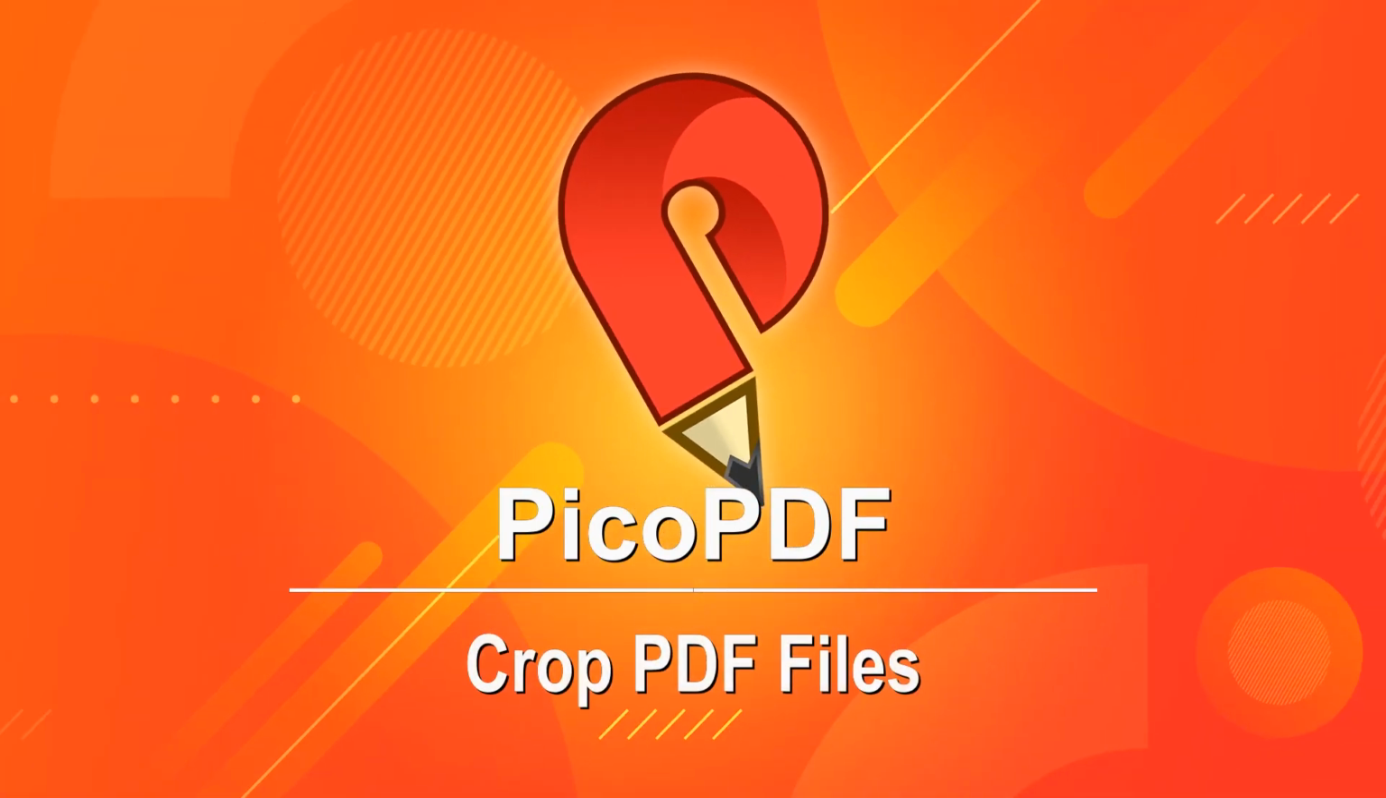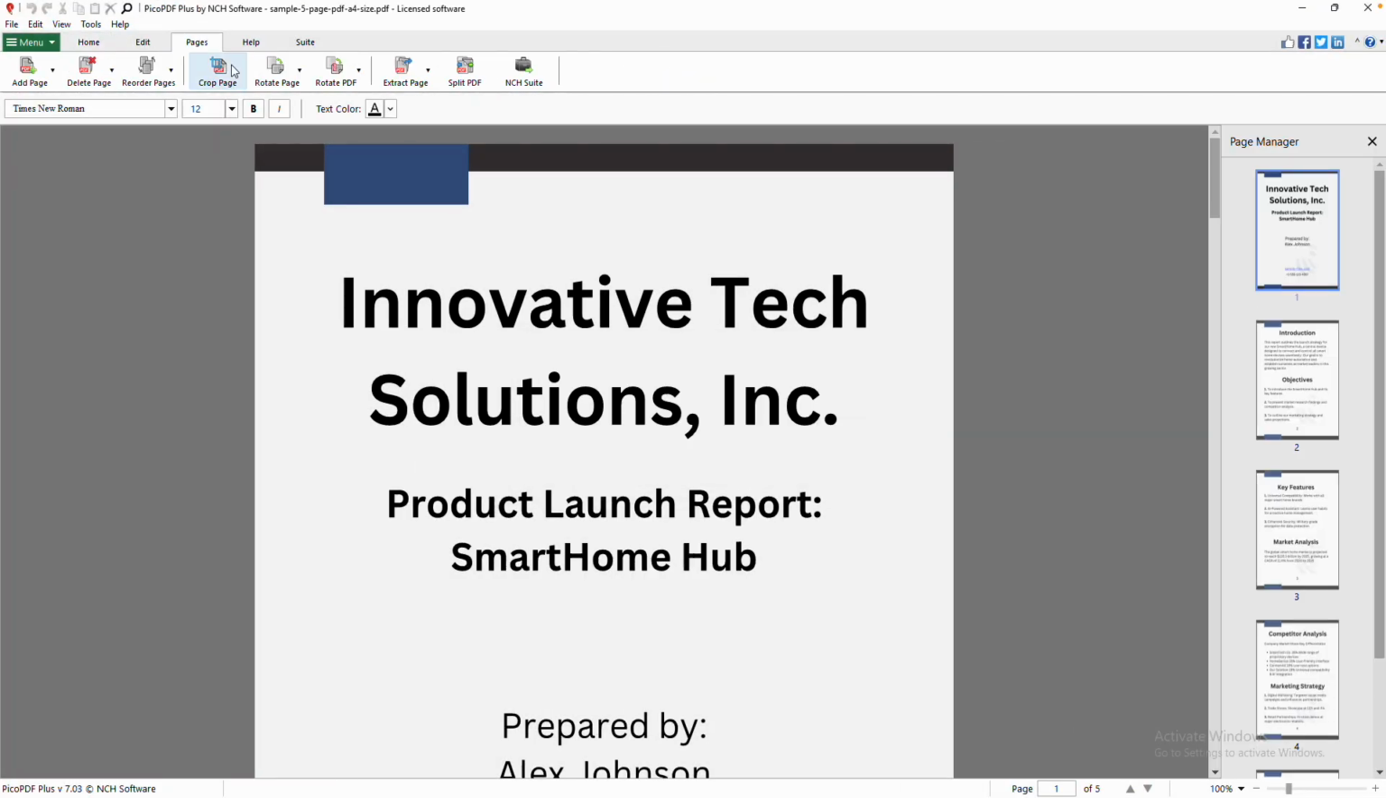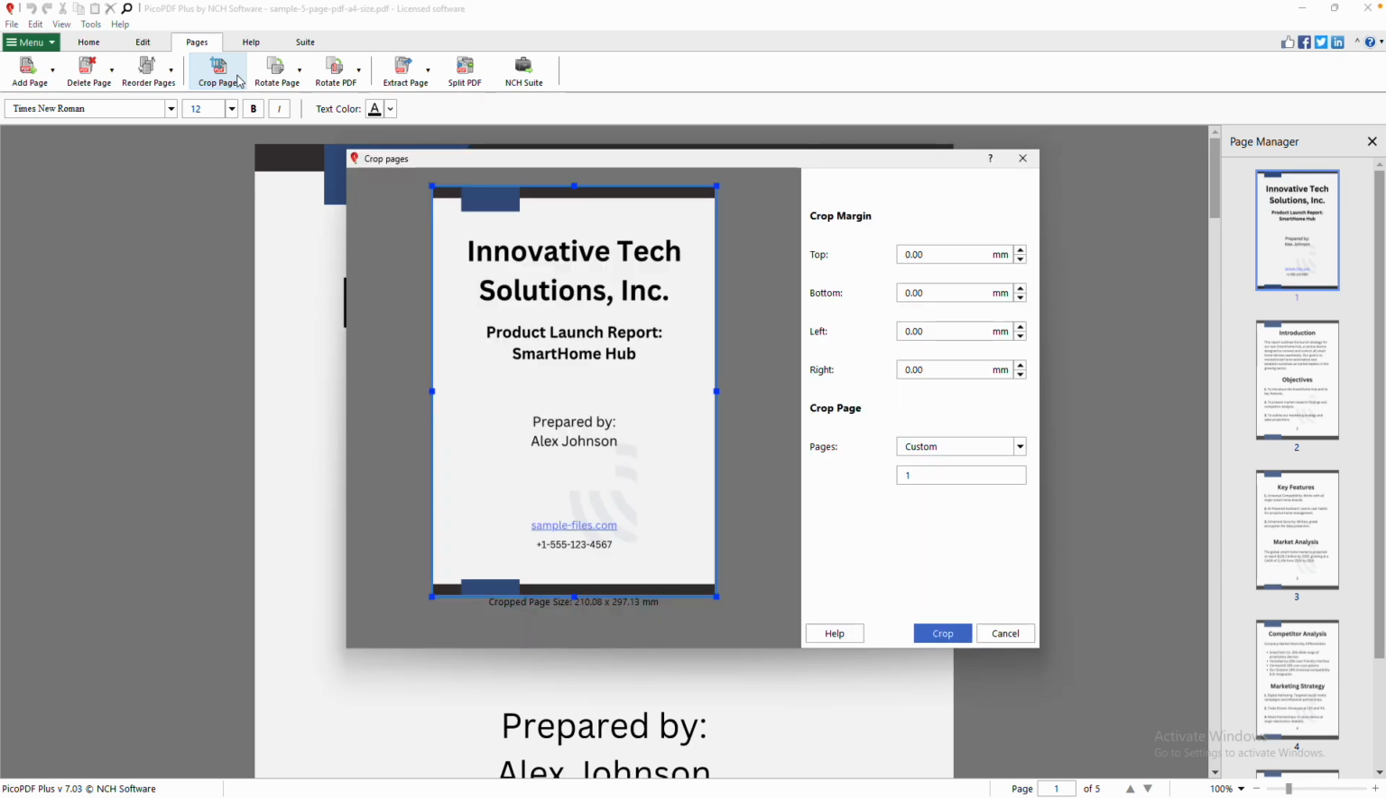Crop PDF files with PicoPDF. Open your PDF file, go to the Pages tab, and click the Crop Page button. Adjust the visible area by dragging the rectangle handles in the preview or by entering margin values on the right.